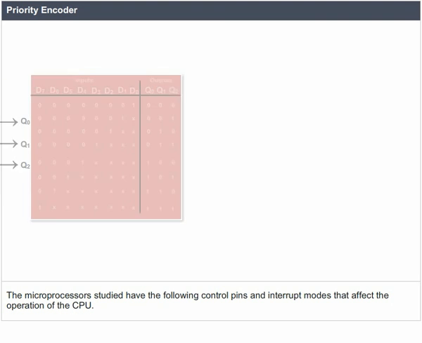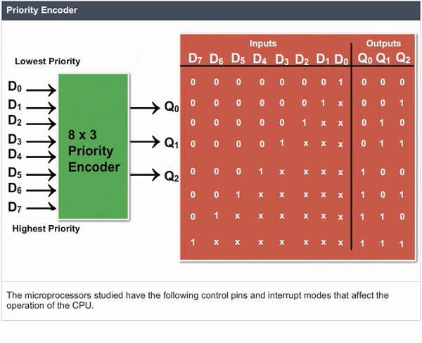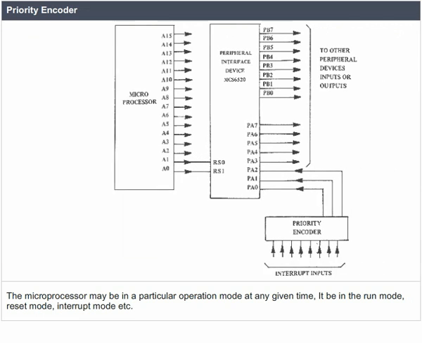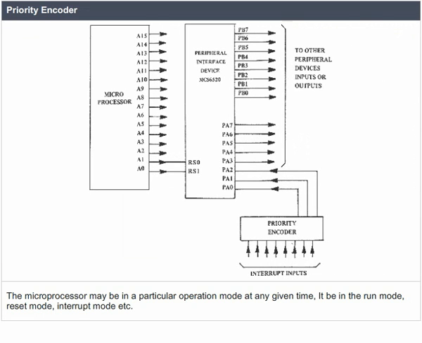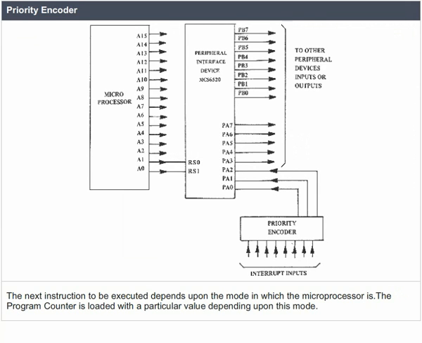Priority encoder. The microprocessors studied have the following control pins and interrupt modes that affect the operations of the CPU. The microprocessor may be in a particular operation mode at any given time. It can be in the run mode, reset mode, interrupt mode, etc. The next instruction to be executed depends upon the mode in which the microprocessor is. The program counter is loaded with a particular value depending upon this mode.